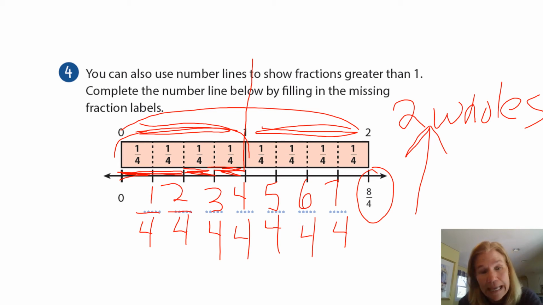So when you're looking at a number line, first figure out how many wholes are on that number line. Then figure out how many equal parts did we divide each whole into. Then you can begin counting those equal parts.